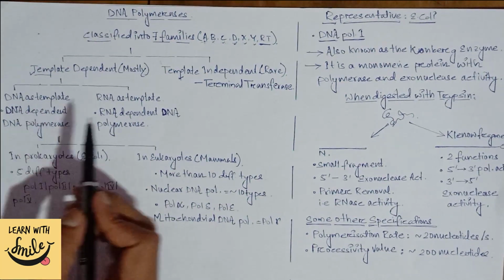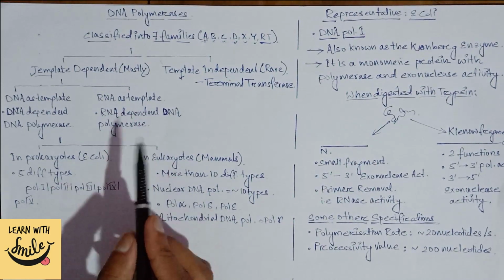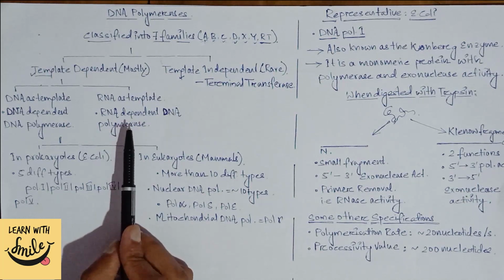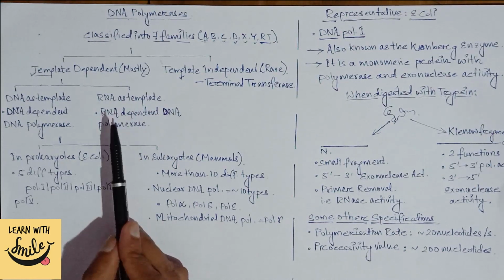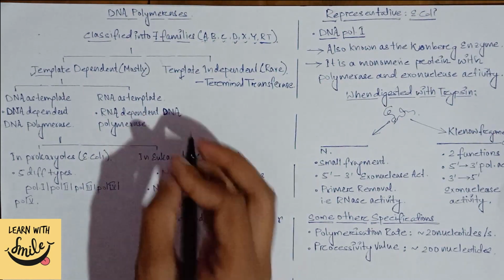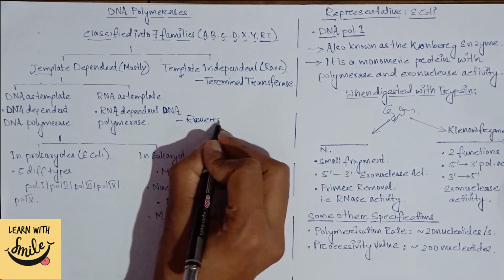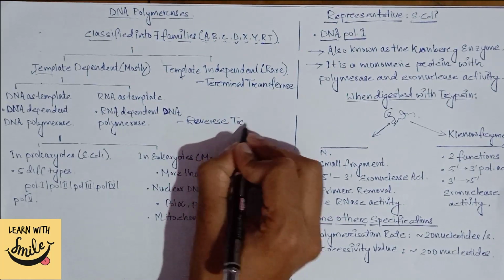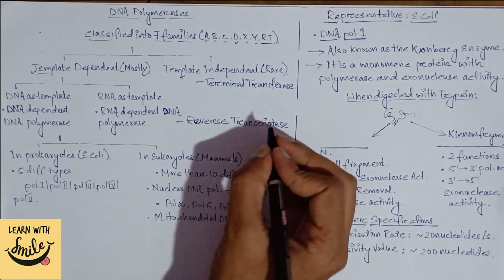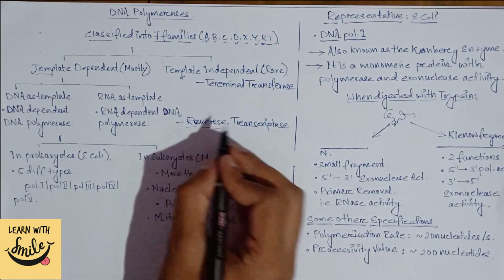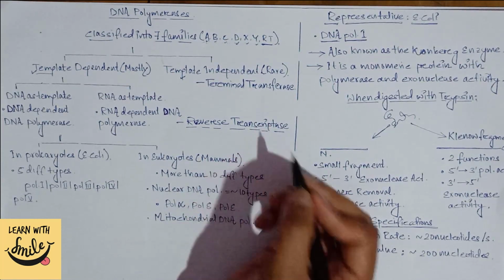On the other hand, there are certain DNA polymerases which use RNA as the template. Therefore, they are known as RNA dependent DNA polymerases. An example of a DNA polymerase that uses RNA as a template is reverse transcriptase. Now, it is for the discovery of this enzyme that Temin and Baltimore got a Nobel Prize. This is extra information which I am giving to you.